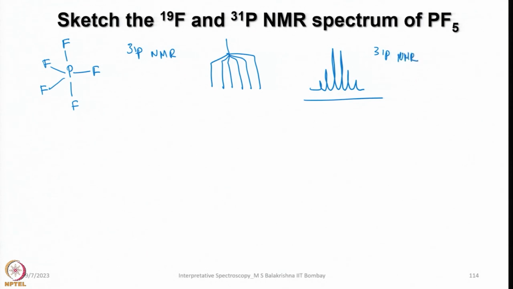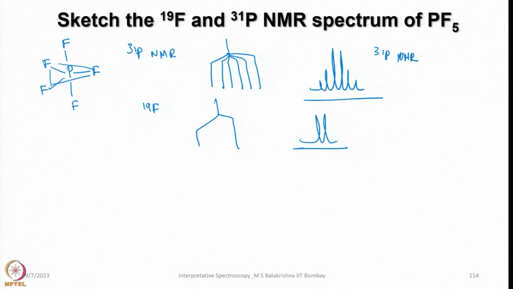Now, if you look into fluorine NMR, again you cannot distinguish between axial and equatorial. As a result, you will see a single resonance for all the fluorine atoms, but that is coupled with phosphorus, so it appears as a simple doublet, something like this. Okay. But if the molecule is static, what would happen?